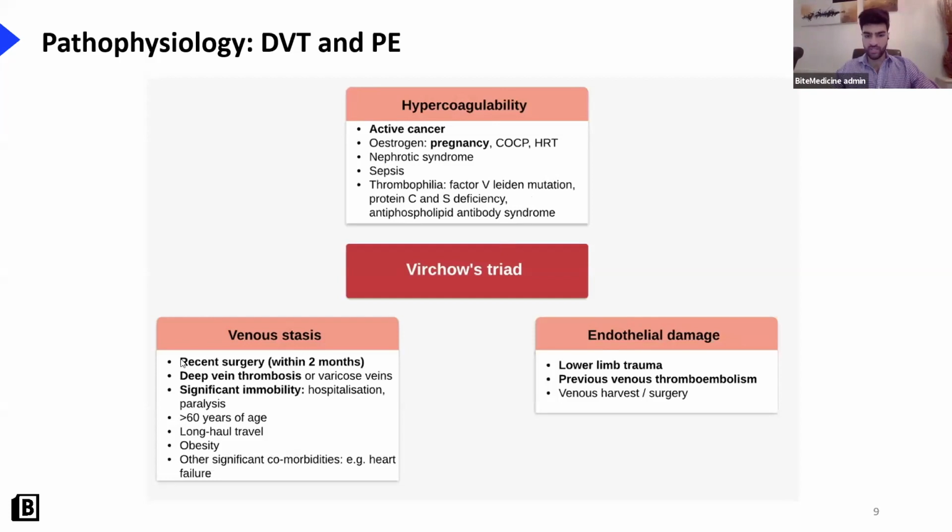Venous stasis, recent surgery within the last 2 to 3 months, according to NICE. Immobility, elderly, obesity. Okay, so if you're obese, you're going to be less active on the whole, and that's going to predispose you to venous stasis, long haul travel, as we mentioned. And finally, endothelial damage, so trauma, previous DVTs will damage the endothelium, and any iatrogenic procedures. Good, so that's your Virchow's triad.